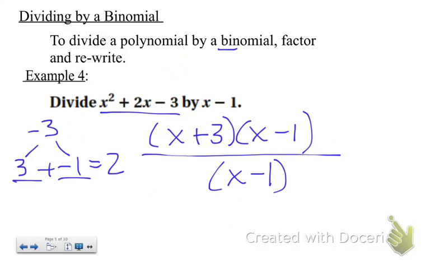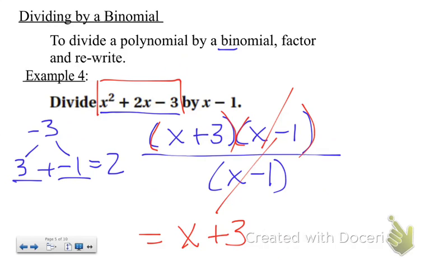Now remember, things can only cancel when they're being multiplied, so it will work in this case even though there's addition and subtraction, because it's the whole thing, these two sets of parentheses being multiplied. And because of that, I am allowed to cancel x minus 1 and x minus 1. So I'm left with x plus 3. So again, you could multiply them back out, x plus 3 times x minus 1, to see that you do get the original polynomial that you were dividing into.